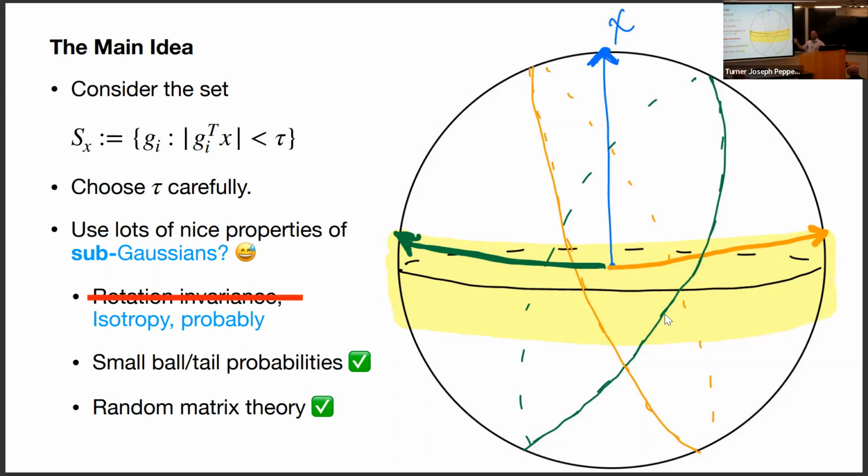but my heart tells me that this is also true for sub-Gaussian frames. And instead of rotation invariance, you're probably going to rely on isotropy here. Small ball tail probabilities will probably follow suit. And for the random matrix theory, there's nothing terribly special that we would use about the Gaussian vectors here. We don't bother to generalize to sub-Gaussians in the paper. That exercise is left to the reader. But I at least wanted to give you this intuition that there is this natural geometry that we like to rely on here.